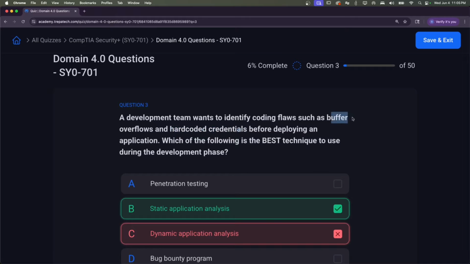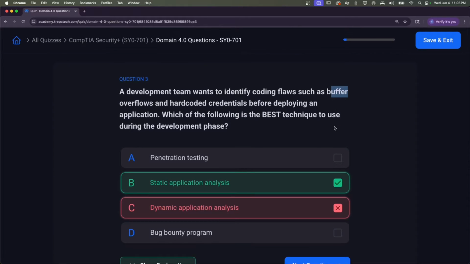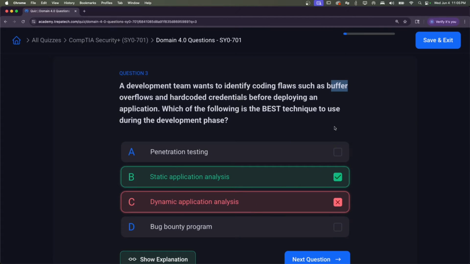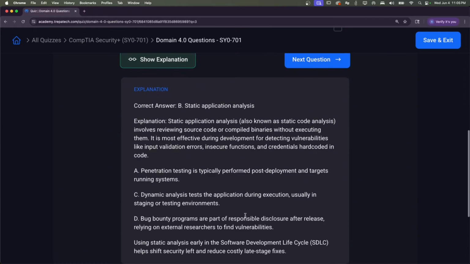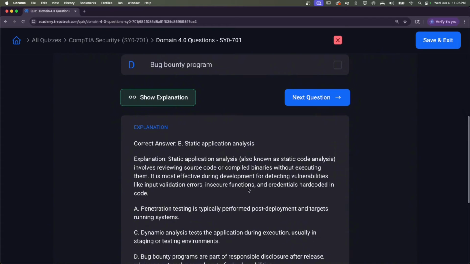But buffer overflow is a memory-based attack, right? Typically, if you're testing a buffer overflow, you would do something called fuzzing. You'd have a fuzzer that's testing that application in a runtime environment. And when you do that, we call that dynamic application analysis. But I guess it is possible to look to see if your memory allocation is wrong in your source code.